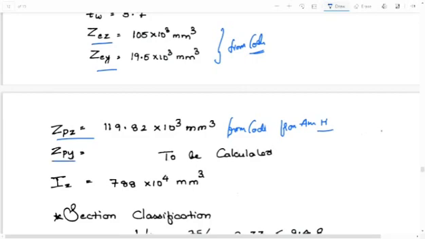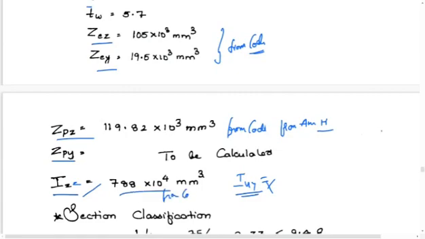I told you that the ZPY value is to be calculated. That is not given in the code book. You have to calculate it, similar to how we did in case 1. As I told you, I'm going to share a small video on the calculation of the ZPY value separately, without mixing it up. And of course, IZZ and IYY also. Of course, this is not required, so I did not write it. And IZZ is from the code again.